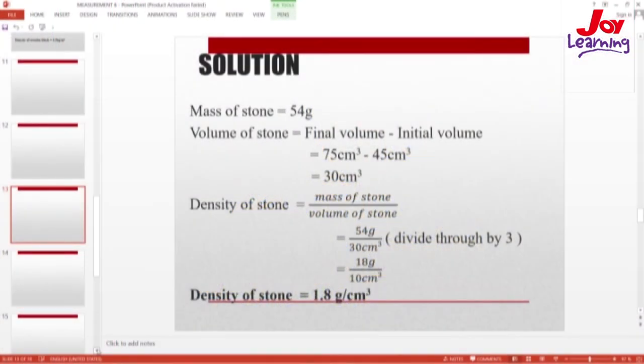So the mass of the stone is 54 grams. And therefore, to get the volume of the stone, we have to subtract the initial volume from the final volume, of course, the stone being an irregular object. So 75 cubic centimeters minus 45 cubic centimeters, and that will give us 30 cubic centimeters.